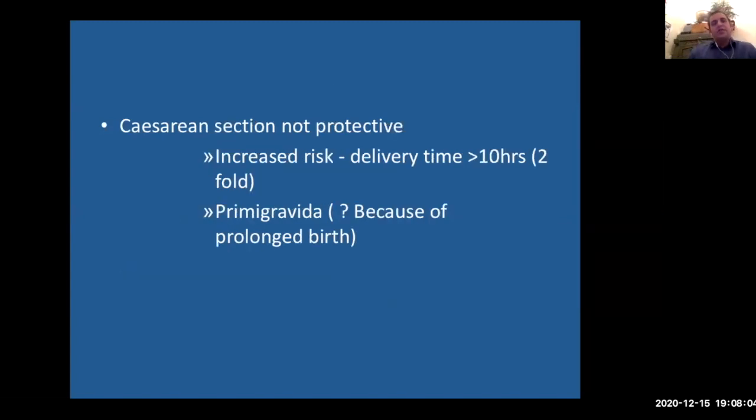We also know that cesarean section is not protective. It does offer some protection, as we know that a prolonged delivery time, more than 10 hours, carries a twofold increase in contracting RRP, and there is a slightly higher chance in primigravida, which is probably because of the prolonged birth usually associated with first-time mothers.